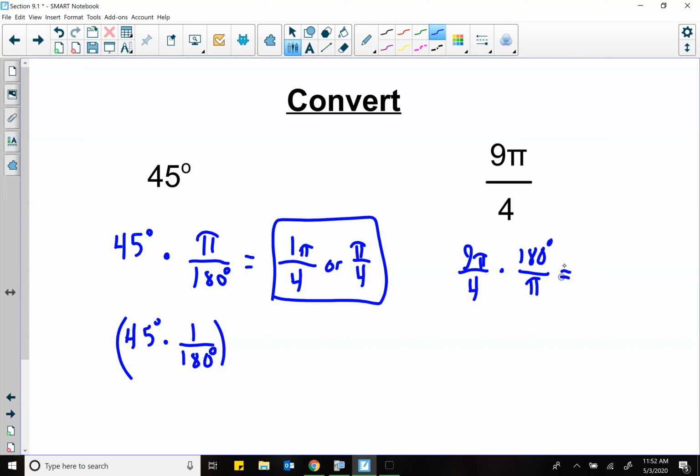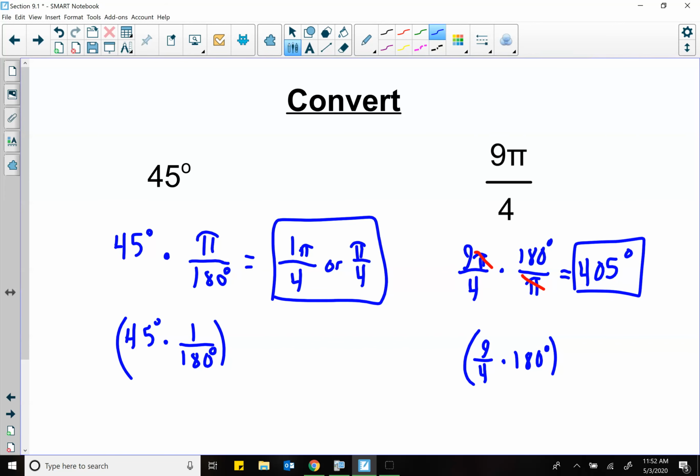So over here, like I said, the pi's, one's on top, one's on bottom. We know that that's just going to cancel out. So really what's going on, what you have here, is 9 over 4 times 180 degrees. That's really what's going on. So if you just go to your handy dandy calculator, you type in your fraction, multiply it by 180, you get 405 degrees.